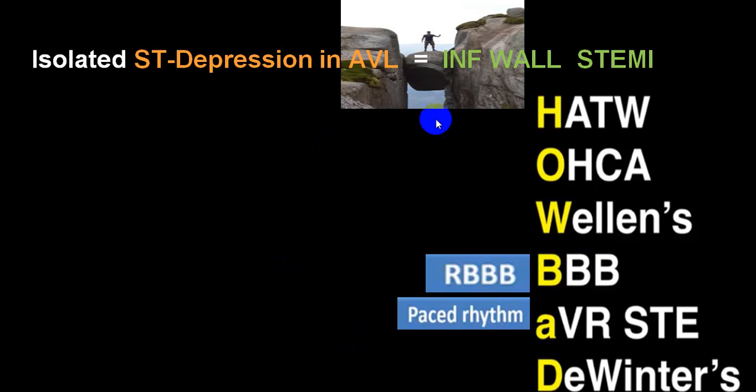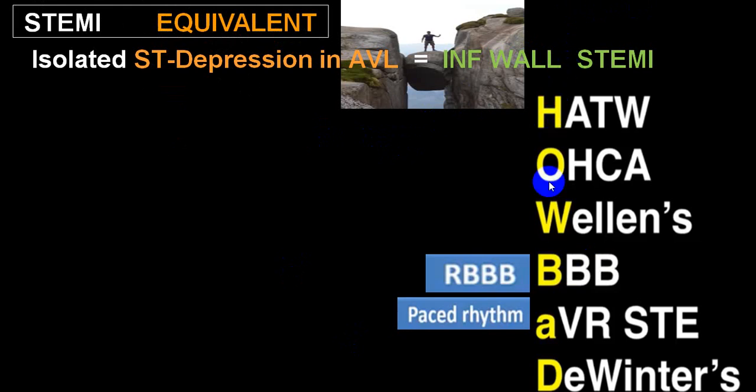Now we are going through the list of what we call STEMI equivalents. Normally we use this term, how bad, H for hyperacute T wave. This is out of hospital.